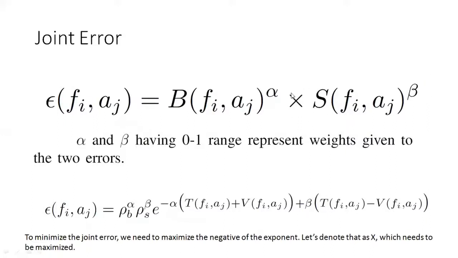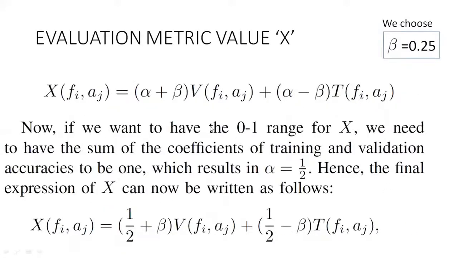And these weights need to be in the range of 0 to 1. When we are trying to minimize this, this portion doesn't play any role in minimization. And if we are trying to minimize this, it means we want to maximize the negative of this exponent, which we denote as x.